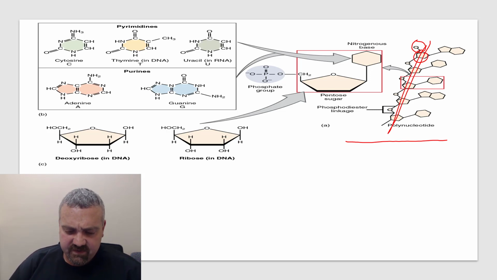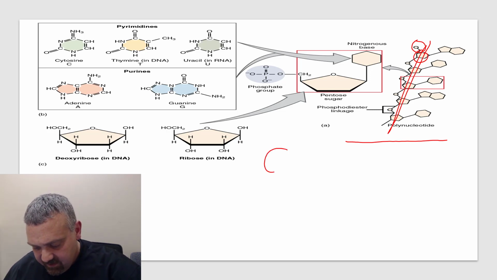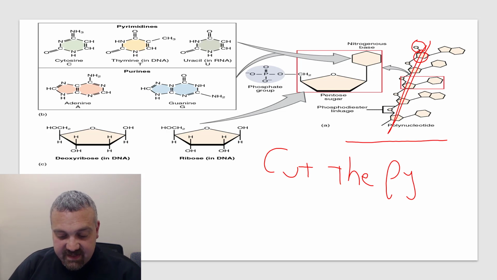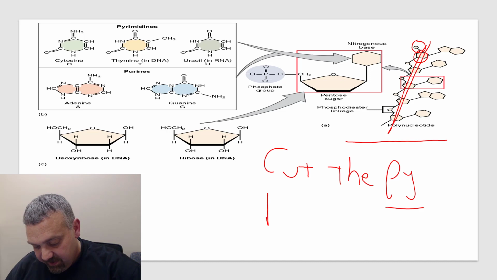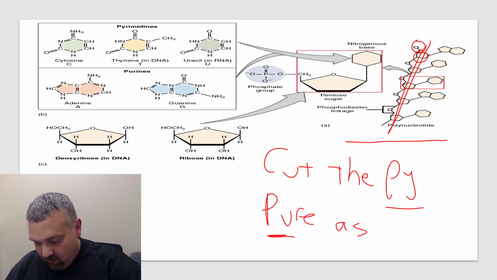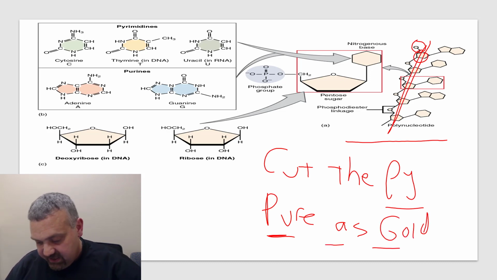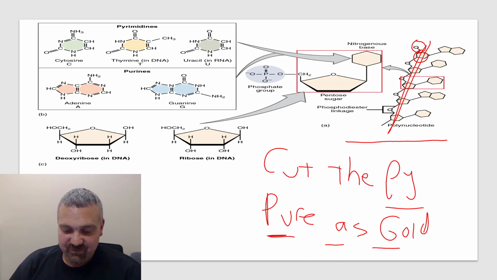This is all covered in a different video, but your pyrimidines, if you want to remember which three are the pyrimidines, you remember this here. Cut the pi, so pi being PY. So cytosine, uracil, and thymine are going to be your pyrimidines, PY. And then pure as gold is how I remember the purines. Pure, so PU for pure, as gold. A for adenine, G for guanine, but use whatever trick works for you.